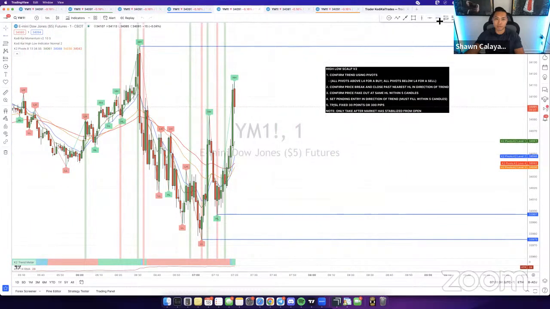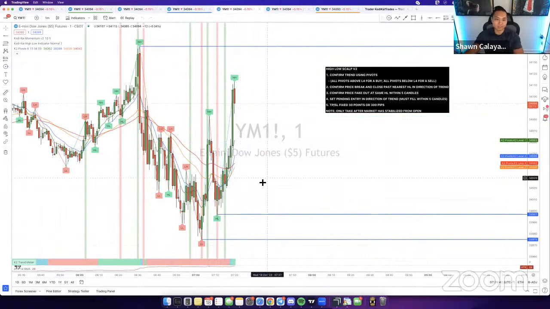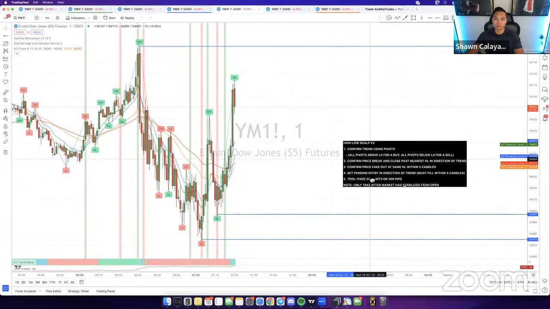We can't use this level yet because there's no confirmation of trend. There's a level right here where price broke past it, but the trend right here has not confirmed yet. So I'm not going to take that. It's just too risky, obviously.